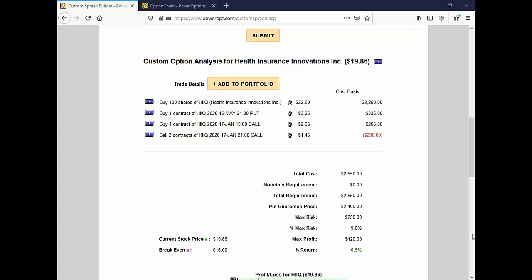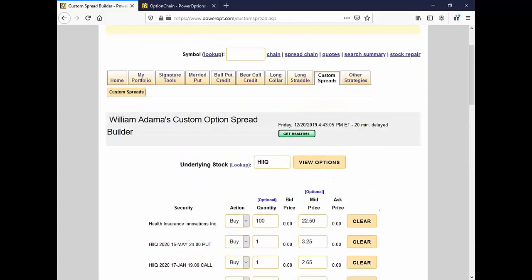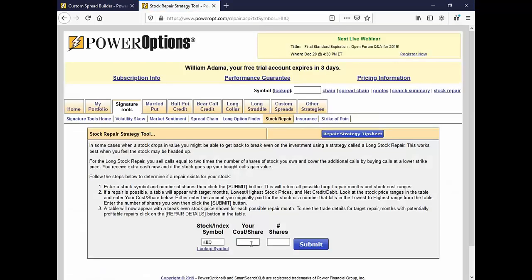Okay, there it is. James brings the question. He says, could you just put in the $25.50, and that would be minus the 25 cents, so the $25.75 into the stock repair. I could, but what would happen in this case is it might likely not find a stock repair that works because the cost is too high.